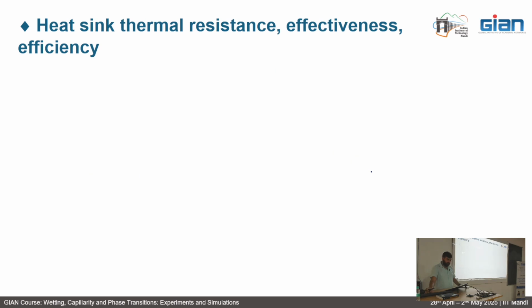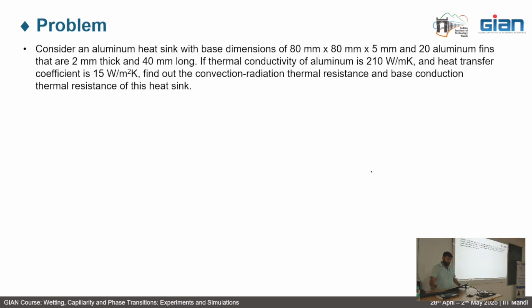Now let us solve a problem on this. Just one problem we have left with. So let us try to solve this problem. In this, what we are given is an aluminium heat sink with base dimensions of 80 mm by 80 mm by 5 mm. So it's 80 by 80, and thickness is 5 mm, and we have 20 aluminium fins that are 2 mm thick and 40 mm long.